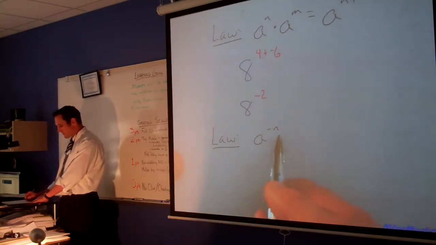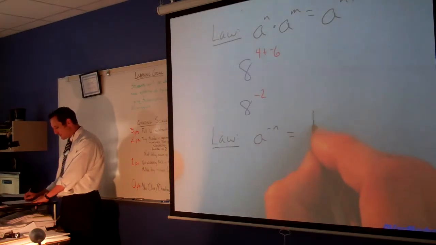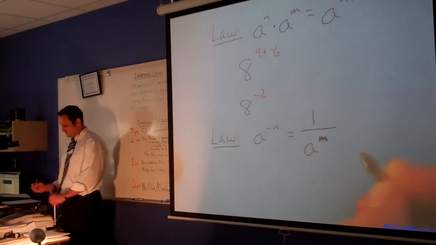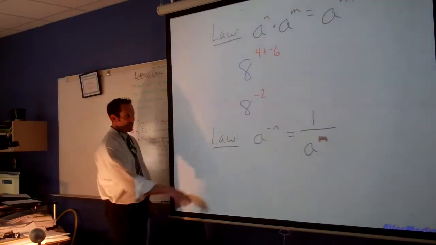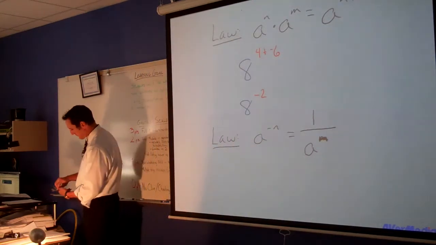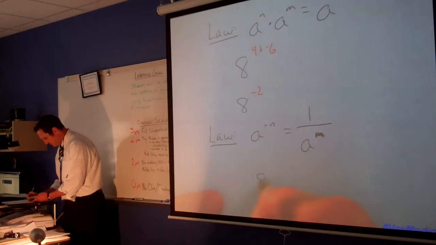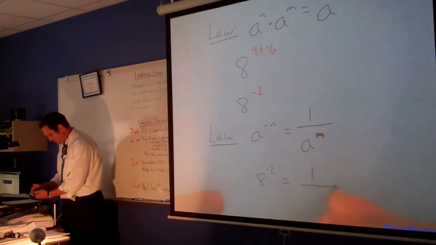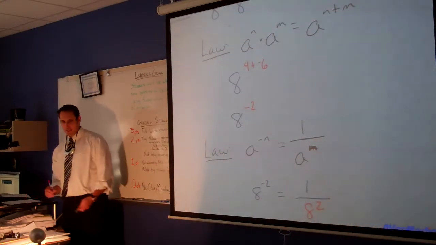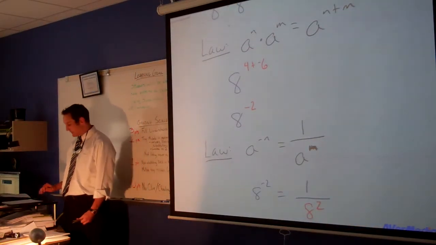If I have a base to a negative power, I keep it positive, I just move that base to the bottom, and then the power becomes positive. So I keep the base positive, I just move it to the bottom. So if I have 8 to the negative 2, what that means is I have 1 over 8 to the positive 2. It doesn't mean it's negative, it just means it's really, really small.